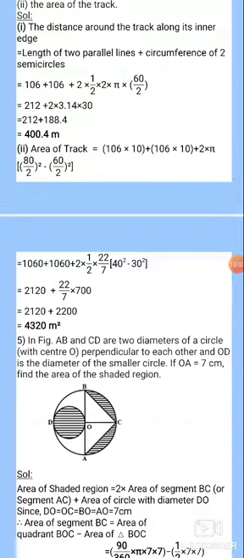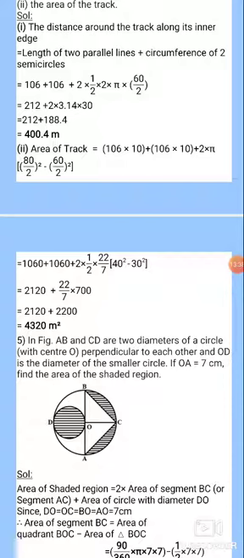In this figure, AB and CD are two diameters of a circle with the center O, perpendicular to each other, and OD is the diameter of the smaller circle. If OA is equal to 7 cm, find the area of the shaded region. So listen, in this figure, area of the shaded region is equal to area of the two segments. That side portion BC shaded portion is there, and AC also one shaded portion. It is what? A segment.